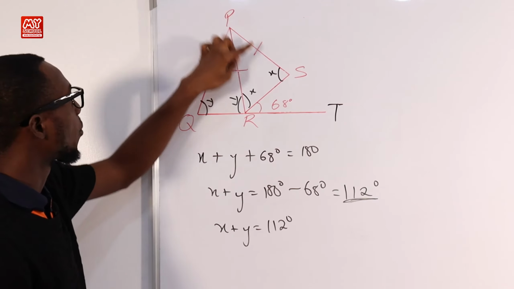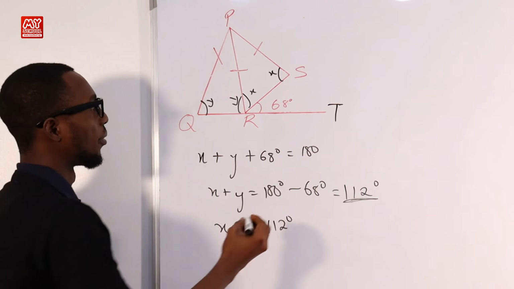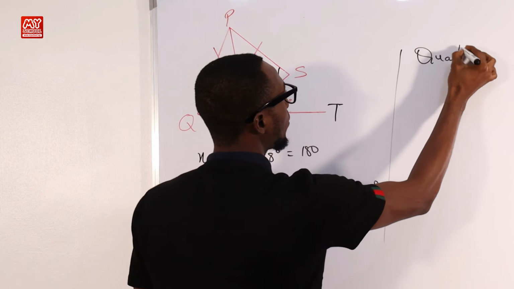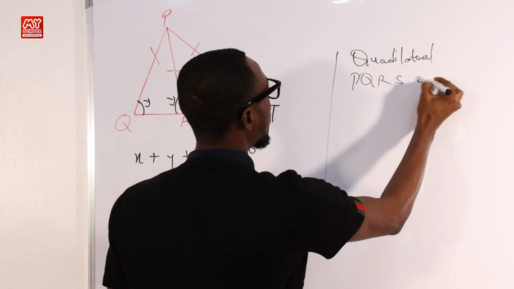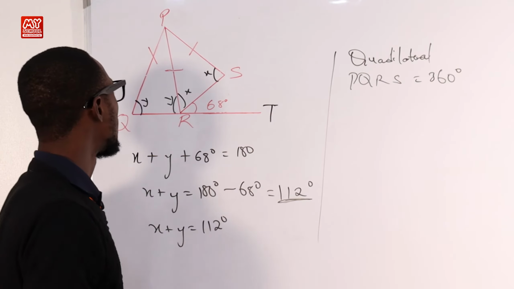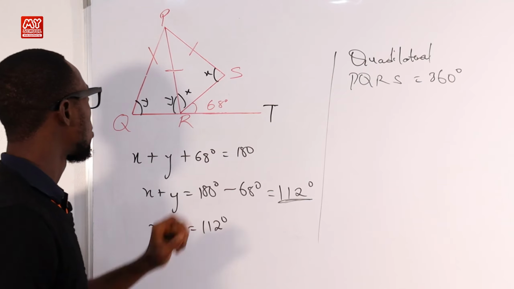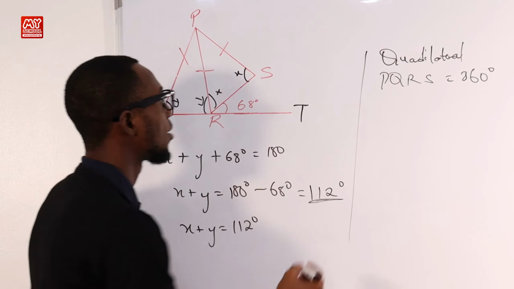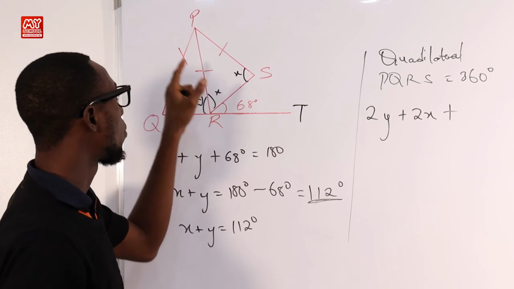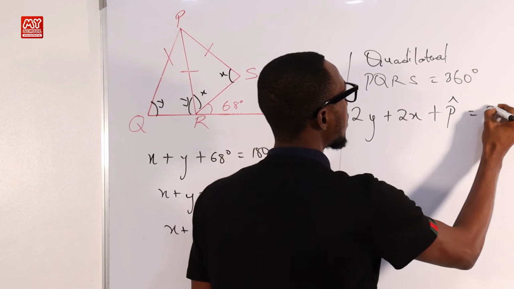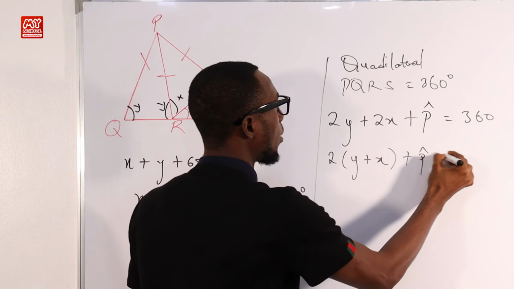And don't forget that this is a quadrilateral, 4 sides, and the sum of the interior angles in a quadrilateral is 360. So the quadrilateral PQRS is equal to 360 degrees. Very well. So that implies the angle we have here plus the angle we have here, then this equals 360. So you can see we have 2 of y and 2 of x. So that is 2y plus 2x. Then we have the angle P, or the angle QPS, equals 360. So we have 2 into bracket y plus x, plus angle P equals 360.